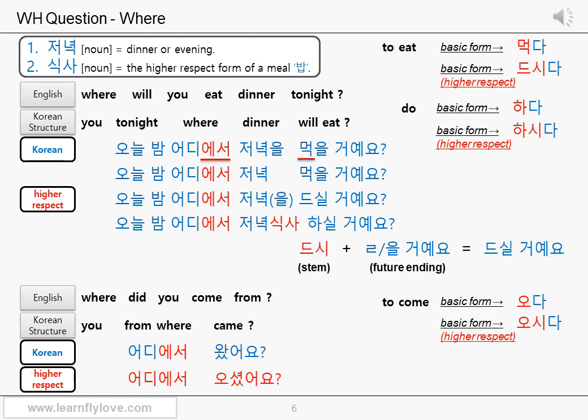오늘 밤에 어디에서 저녁 식사 하실 거예요? Perfect. You sound like a Korean now. Yes, you can add a particle 에 because 오늘 밤 indicates a certain point in time.